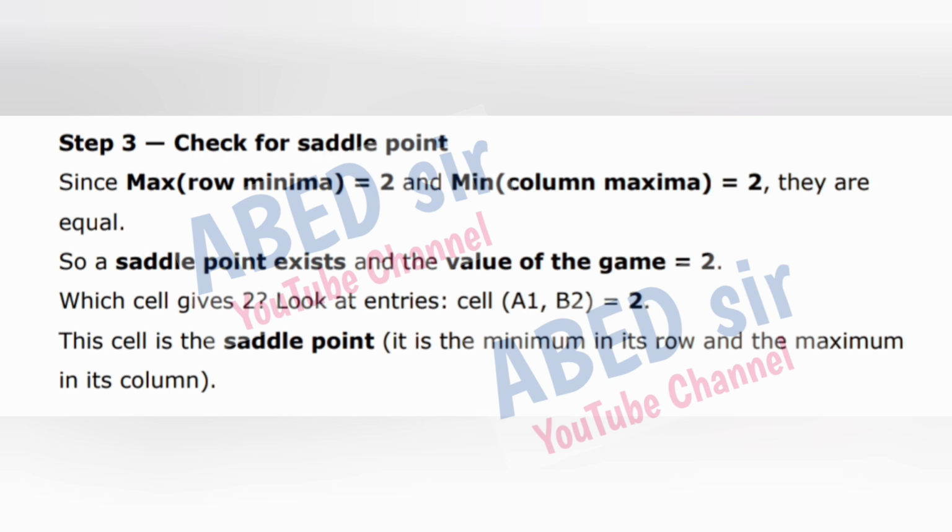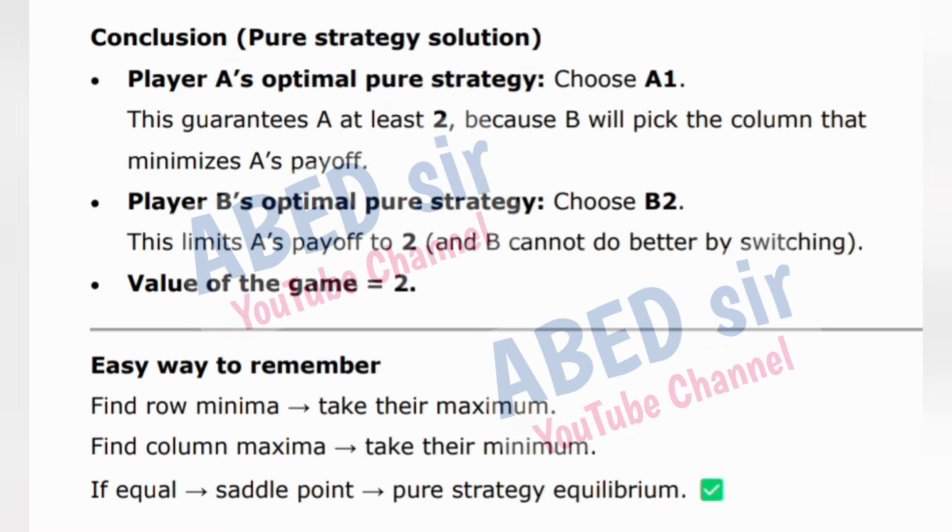Step 3. Check for saddle point. Since max of row minima is equal to 2 and min of column maxima is equal to 2, they are equal. So a saddle point exists and the value of the game is 2. Which cell gives 2? Look at entries. Cell A1B2 is equal to 2. This cell is the saddle point. It is the minimum in its row and the maximum in its column.